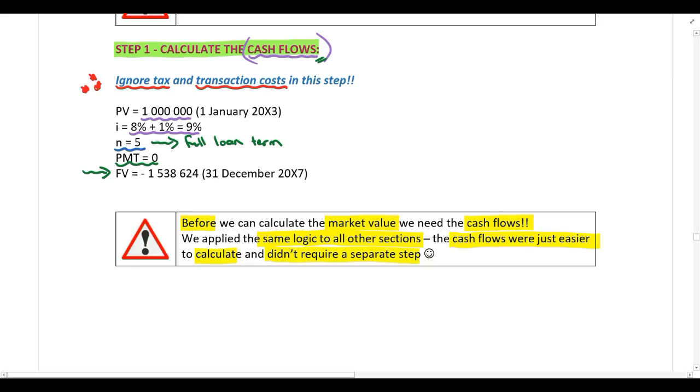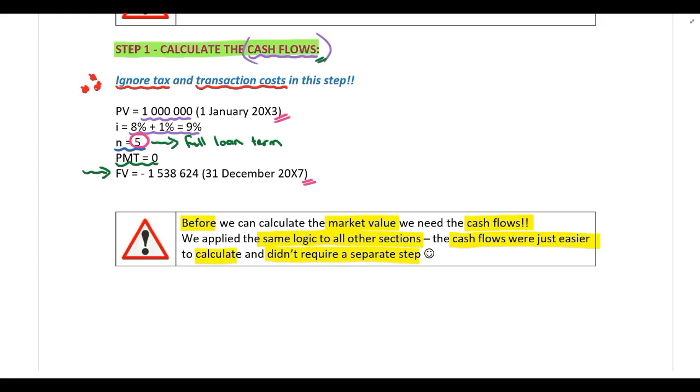All right, guys, and you can test that n must equal 5 because the present value of the loan, or when you first entered into the loan, it was the 1st of January 20X3, and it's repaid 5 years later on the 31st of December 20X7. So that is why n is 5. Look at the full loan term. Now we said the whole purpose of step 1 was to calculate our cash flows. After we know our cash flows, we can then move on to step 2 and calculate our market value.